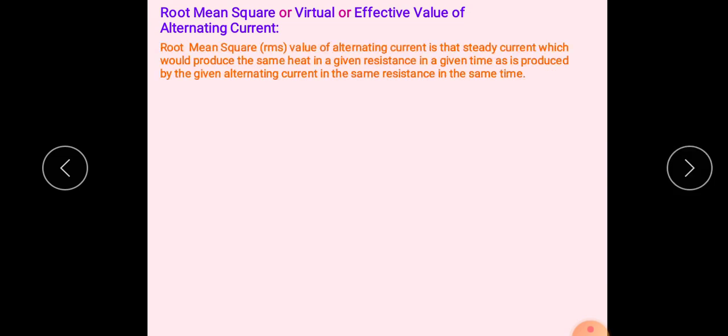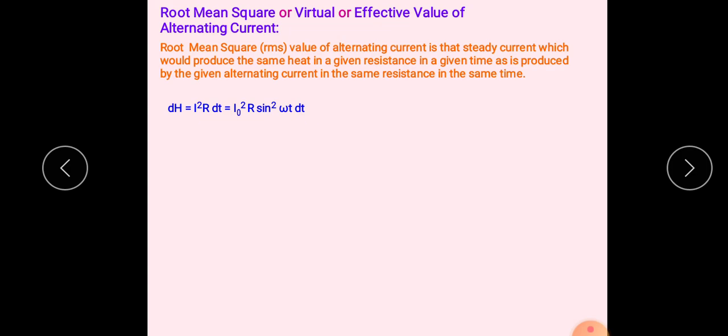How can we find exactly the root mean square value? Let us see. The root mean square or RMS value of alternating current is that steady current which would produce the same heat in a given resistance in a given time as is produced by the given alternating current in the same resistance in the same time. Again, a kind of comparison of heat produced by constant current and heat produced by alternating current. If these two values are the same for a given time, then the value of the steady current is equal to the root mean square value of alternating current.